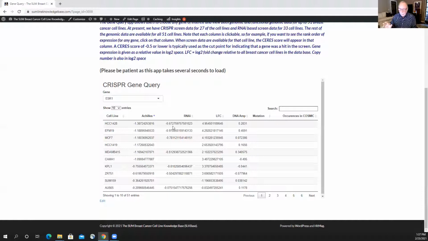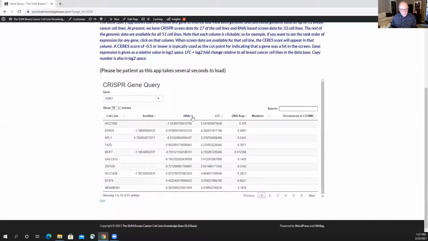The levels of sensitivity are a little different, so the numbers may not be as strongly negative in this case, but using this cut point of negative 0.5, you can see that there's great concordance in terms of which cell lines the estrogen receptor is essential in. And the same is true for these additional lines that we see when we rank order by RNAi: HCC 1500 quite essential, T47D essential, of course MCF7 essential in both, and so forth.